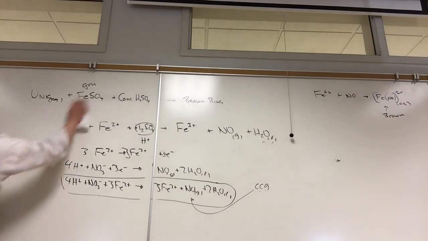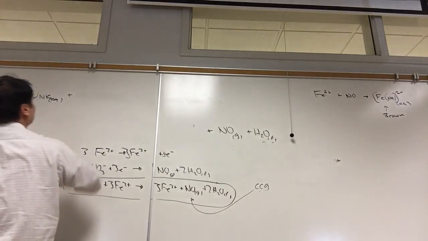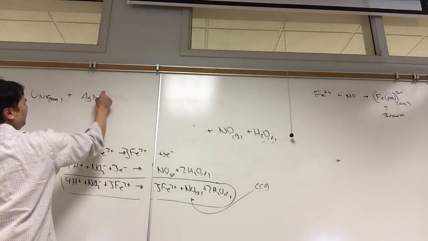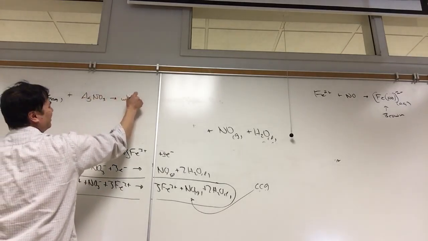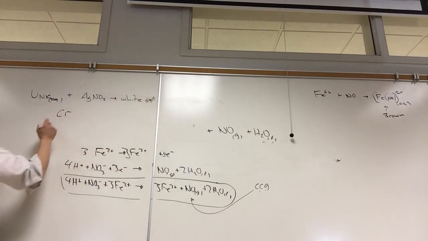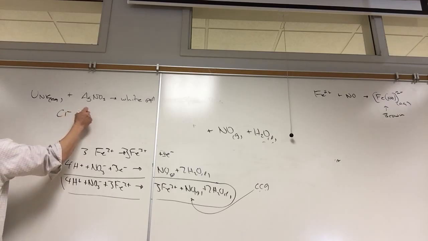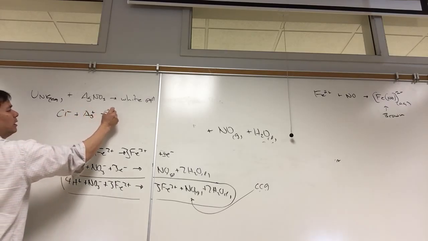so if you have an unknown and we add silver nitrate and there's chloride in the unknown, then we get a white ppt. Is that the only thing? Are we gonna dissolve this one in ammonia or not?